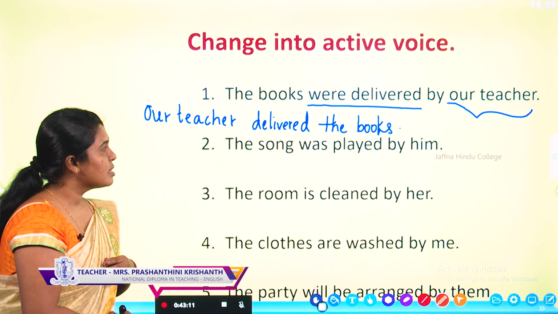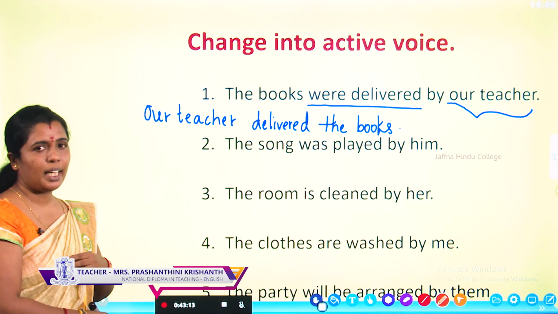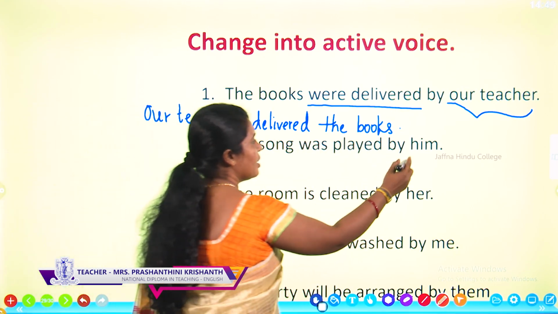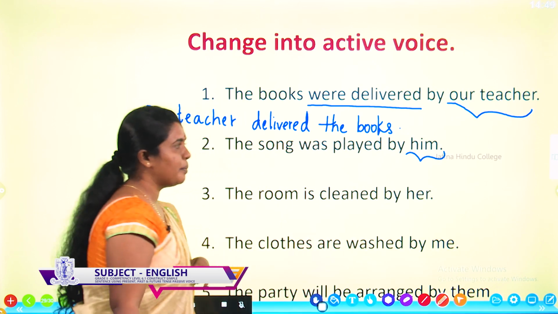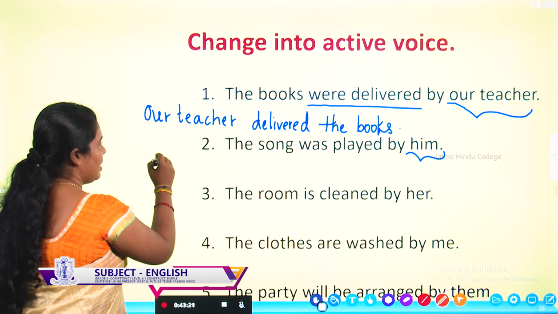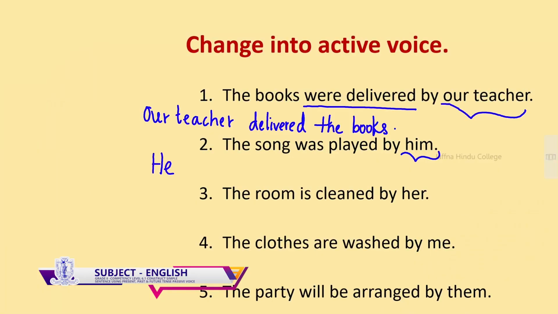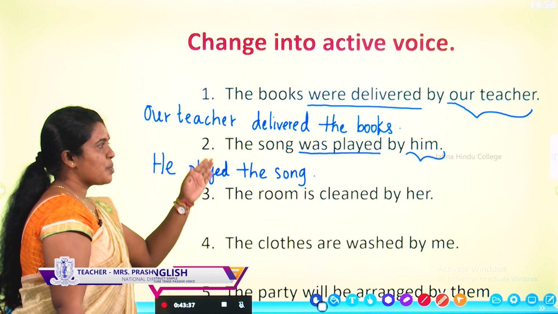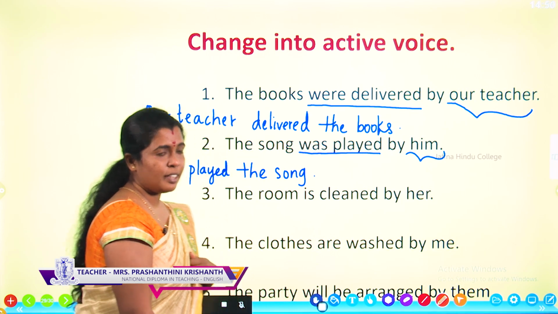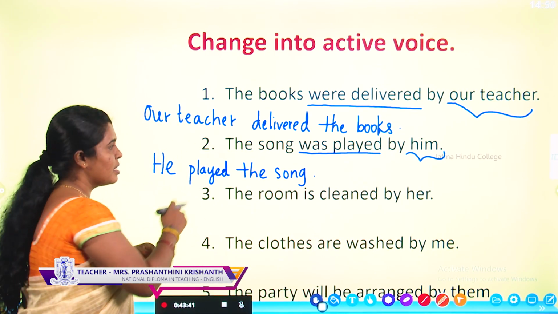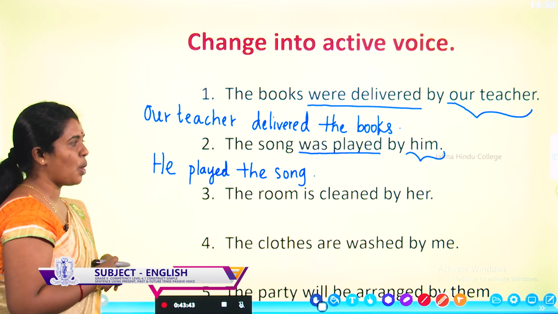Number 2, the song was played by him. Now go there. Him means he is the doer. So he. Now identify what is the tense? Past. So played the song. Was plus the past participle of the verb means this is past tense. So he played the song.